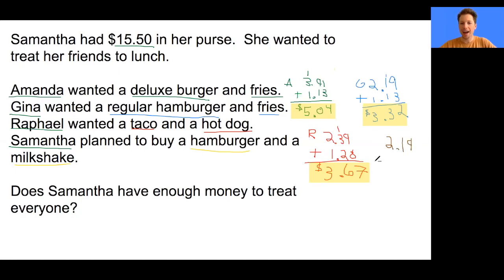And then I'm going to add it to the milkshake that she wants. Milkshakes cost $2.42. So I'm going to write $2.42, making and paying special attention of lining up all the numbers.